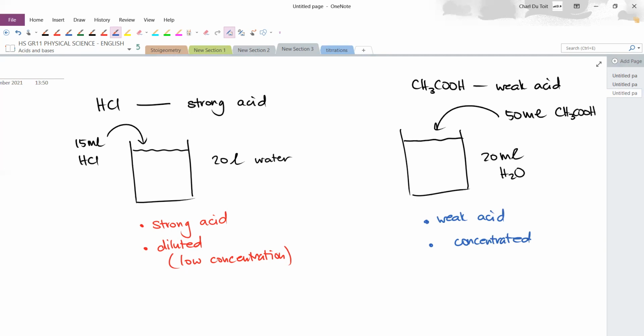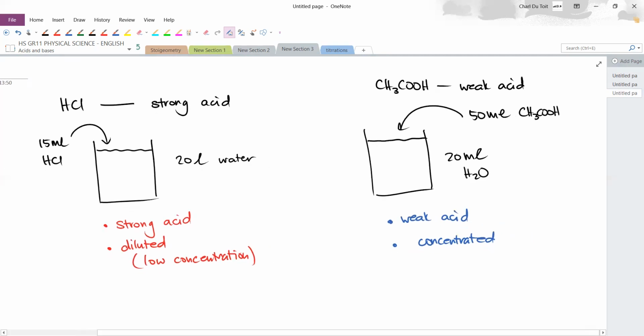Do you understand this? Can I write it down? Yes, it's very important. In other words, you're using the right terms for the right thing. If you take an acid and put a lot of water in it, it remains a strong acid or a weak acid. It doesn't change from strong to weak or from weak to strong. Only the concentration values differ.